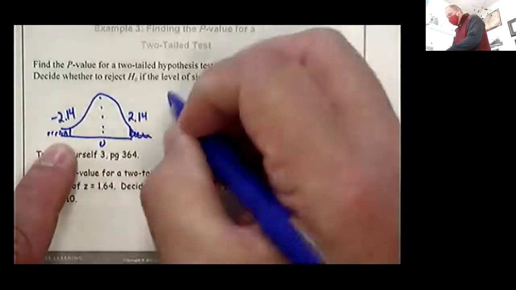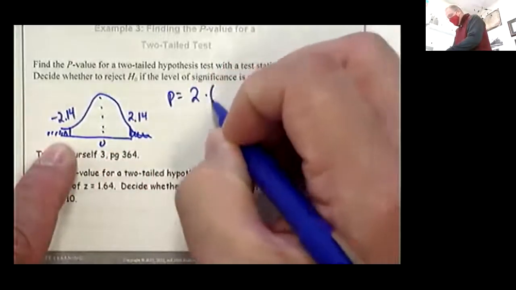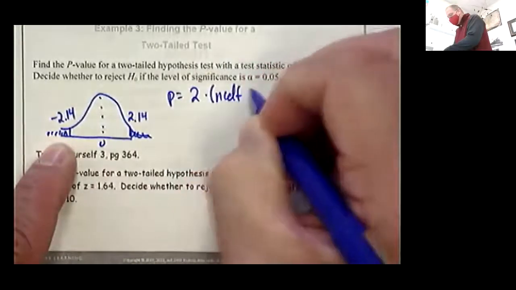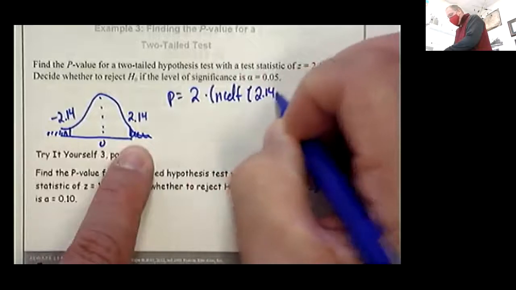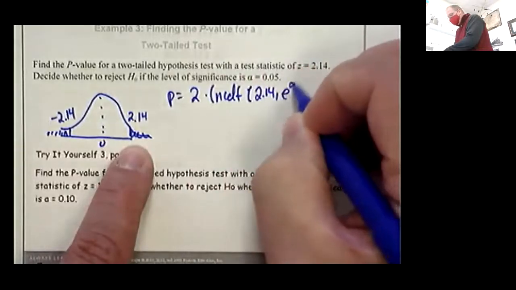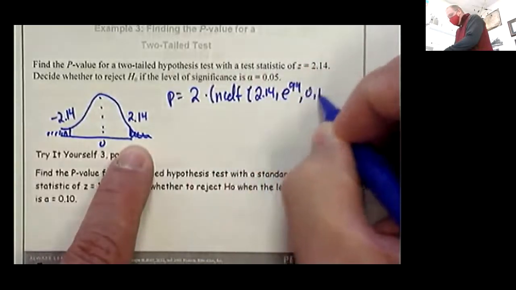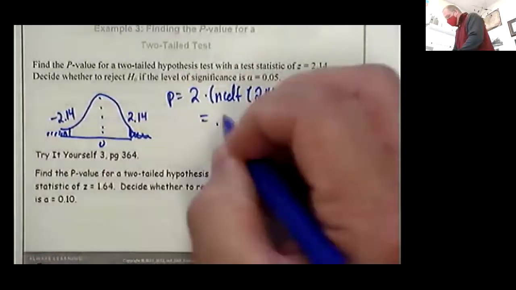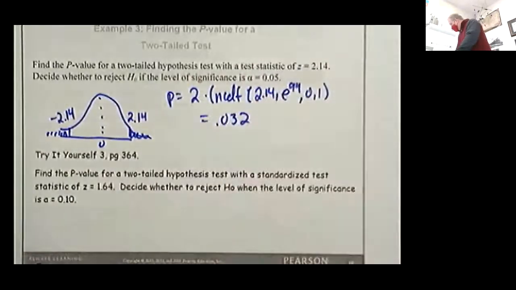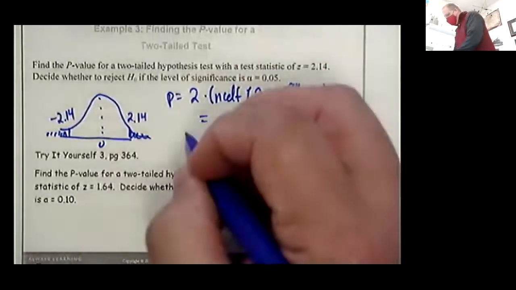Or you can just take for the p-value 2 times the normal cumulative distribution function for 2.14 as our left bound to positive infinity, 0, 1. And that will give us our value. So to find the area of one tail and then just double it, will get you the p-value. And that is 0.032. And we want to compare then our p to alpha.